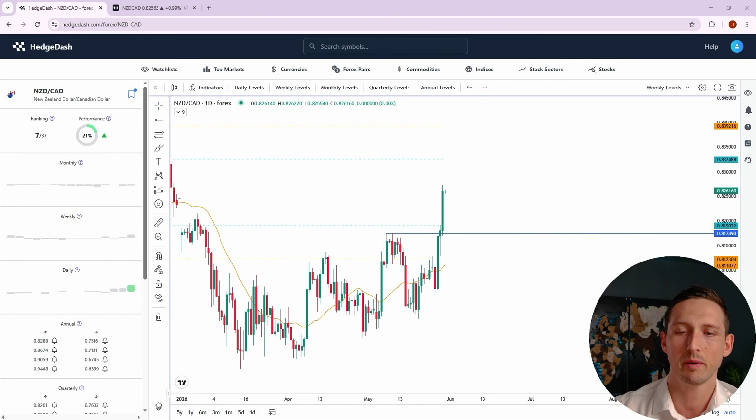Next is New Zealand CAD. Now I can only be a buyer of this market, cannot sell this market under any circumstances. We had a massive rally last week in the New Zealand pairs, not just New Zealand CAD. And this is now 2 things.